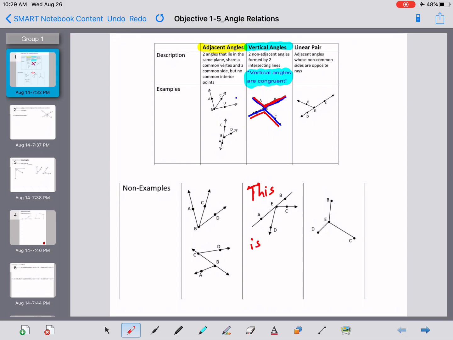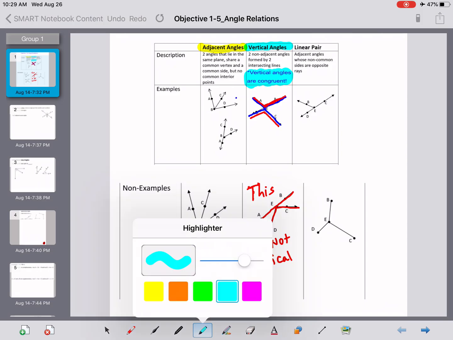This is not vertical. These two angles right here, those two are not vertical, so that's not an example of what a vertical angle is.